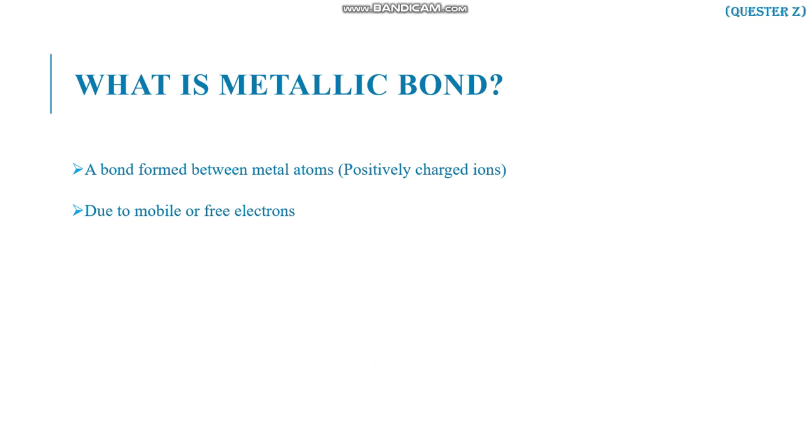What is a metallic bond? That is basically a type of chemical bond that is formed between the metal atoms only. Those are the positively charged ions. So why are they known as positively charged? Because they have the ability to lose electrons efficiently. That's why they are positively charged ions, due to mobile or free electrons. So a bond formed between metal atoms, which are positively charged ions due to mobile or free electrons, is called a metallic bond. That only exists in metals.